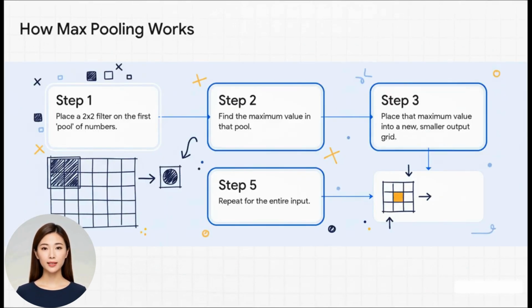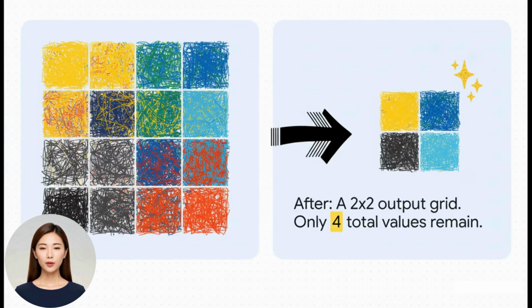All right, here's the process. First, we take our 2x2 filter and lay it over the first little pool of numbers in the top left corner. Next, we just look at those 4 numbers and find the biggest one. Then, we take that single max value and put it in our brand new, smaller output grid. After that, we just slide our filter over by our stride of 2. And then, we just repeat the whole thing. Find the max, write it down, and slide over until we've covered the entire input. Simple as that.